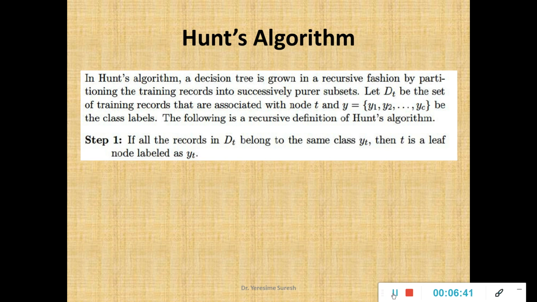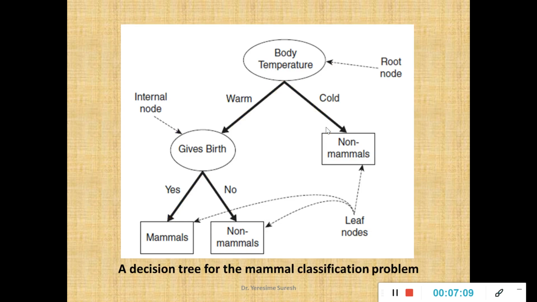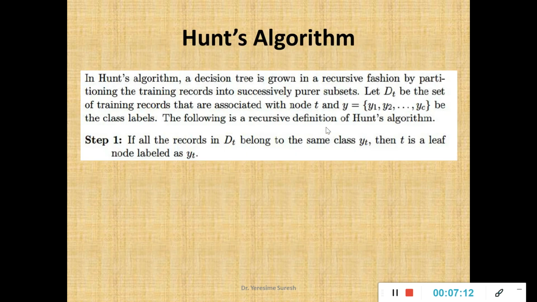Now the very first step. What is that first step? If all the records in Dt belong to the same class yt, then t is a leaf node labeled as yt. Let me read the sentence once again. If all the records in Dt belong to the same class yt, that means you have 10 instances and they all belong to the same class. In the example we saw with 3 attributes and 10 instances, there were 7 instances with no and 3 instances with yes.